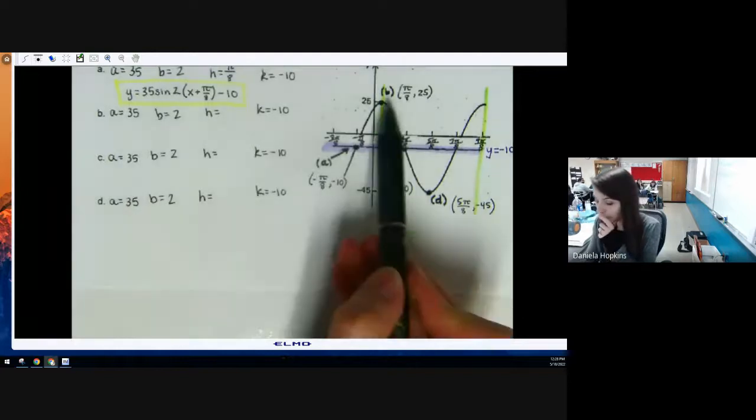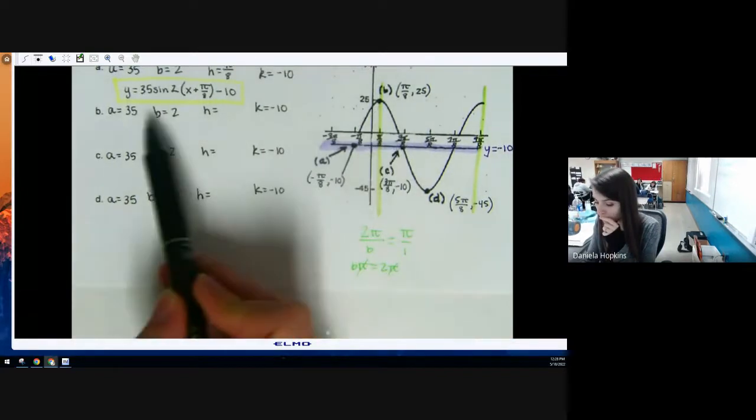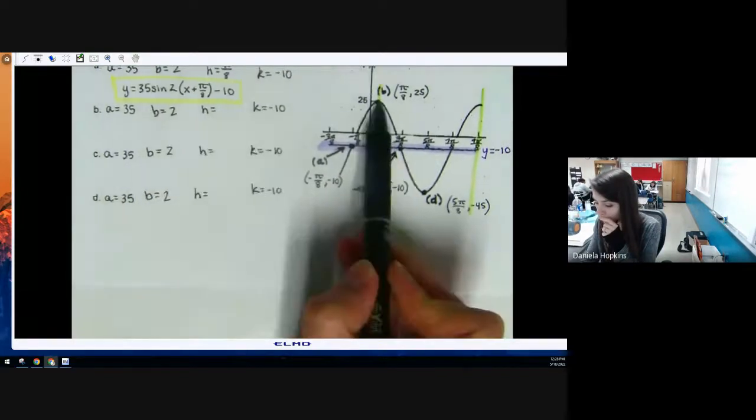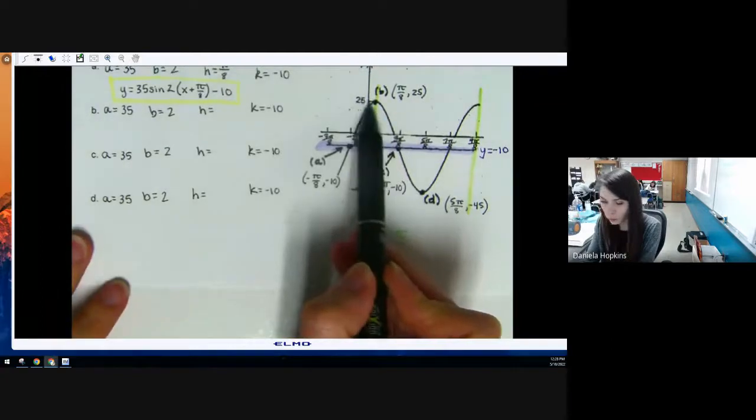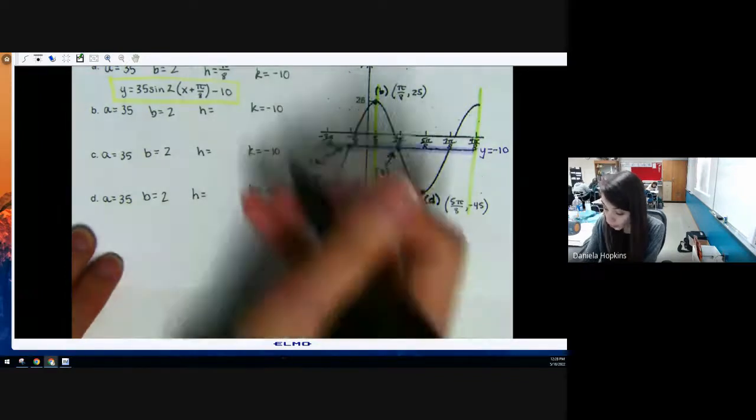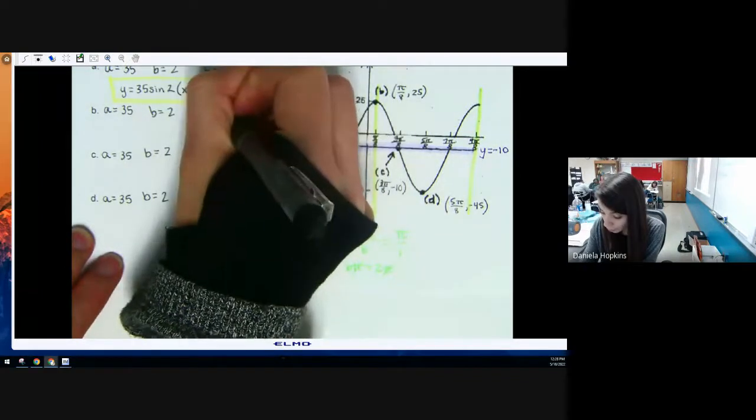All right, let's consider B. Okay, so I have my A, B, and my K. I just need my H. So if this had been your y-intercept, how many did you move and in what direction? Pi. To the right. So now it's going to be a negative pi over 8.